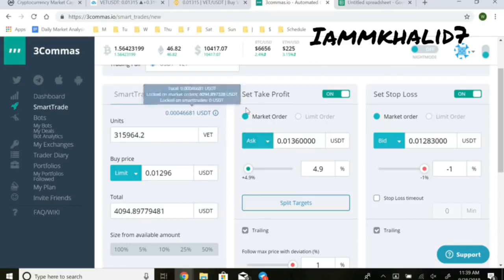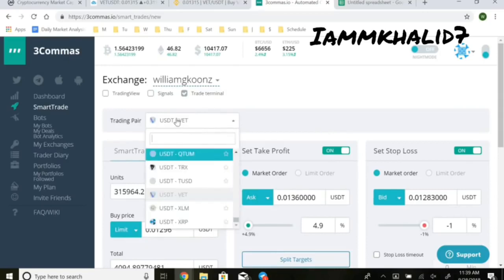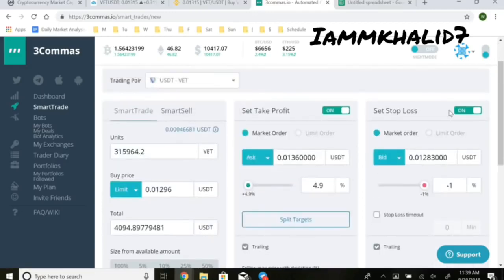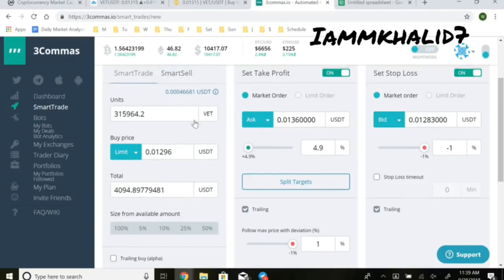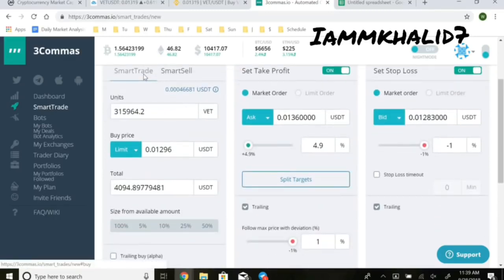So starting off, once you get here, you're going to first want to select the trading pair. For me, I select USDT and VET because that's the pair I want to trade. And then you come down here to these three little panels. So you have smart trade, smart sell, set take profit, and then set stop loss. Starting off with the first column, we're just going to focus on this. Smart trade is basically to buy, and smart sell is to sell.